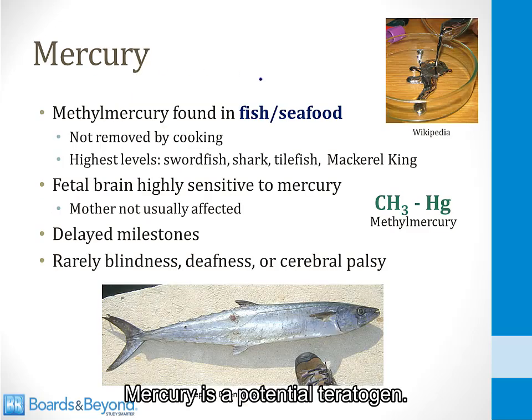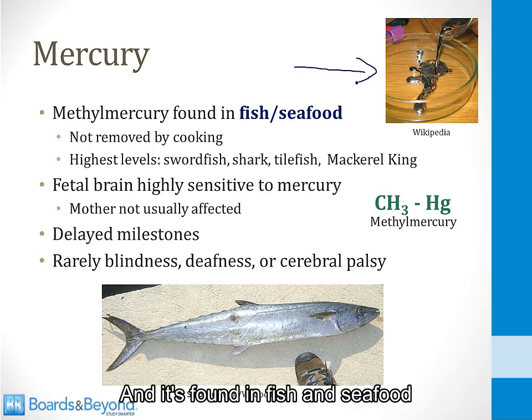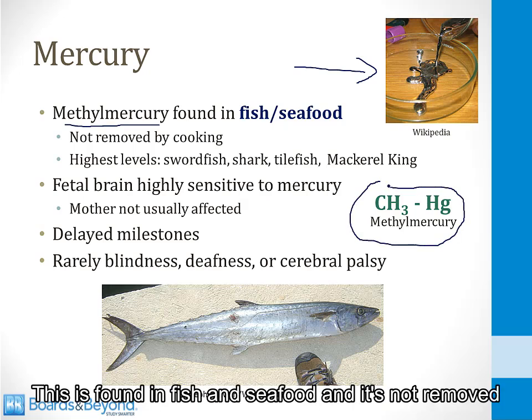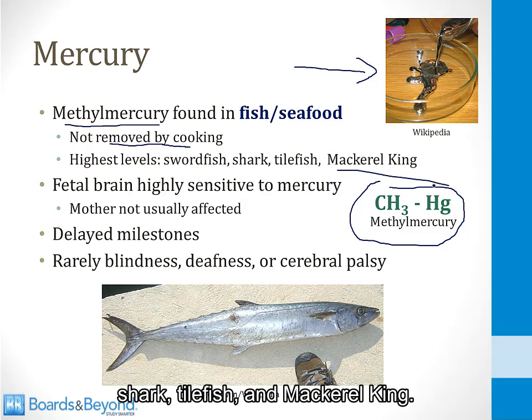Mercury is a potential teratogen. Mercury is a metallic element. This is a picture of liquid mercury on the screen here. And it's found in fish and seafood in the form of methylmercury. Methylmercury is mercury bound to a methyl group. This is found in fish and seafood, and it's not removed by cooking. And the highest levels are found in swordfish, shark, tilefish, and king mackerel. This is a picture of a king mackerel at the bottom of the screen here.